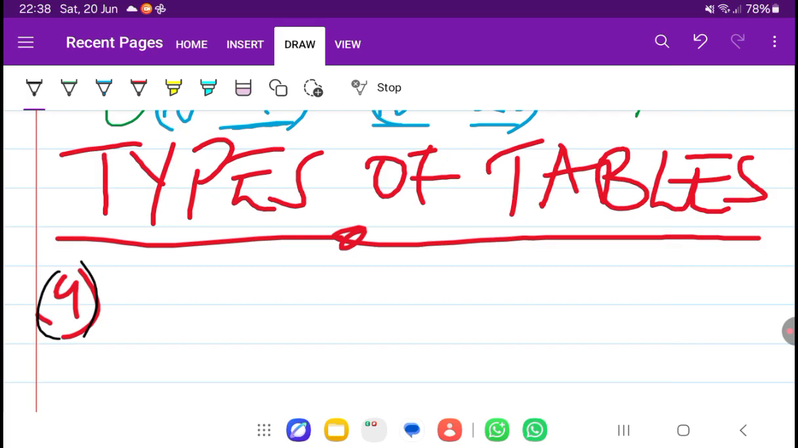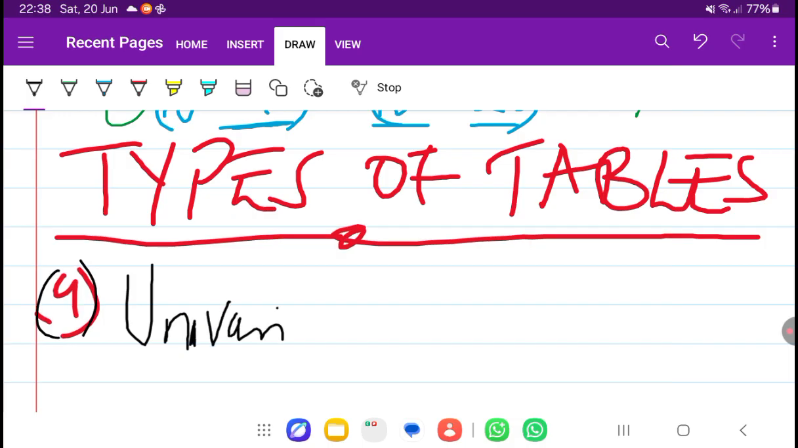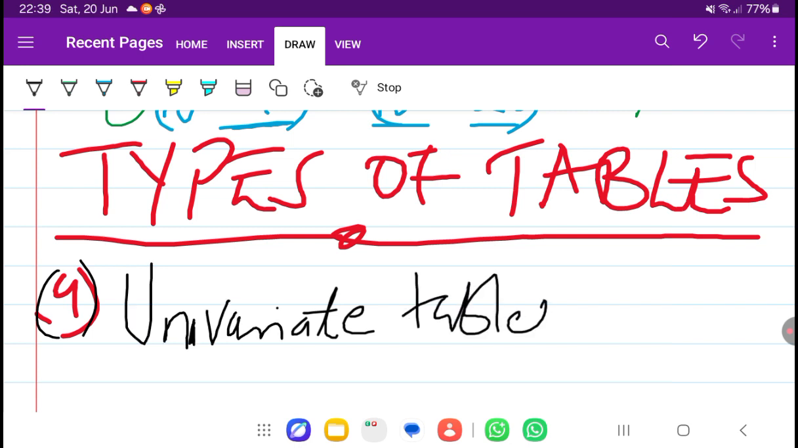They are called univariate tables. What are univariate tables? Of course, these univariate tables are just tables that are used to describe the attribute of only one variable.